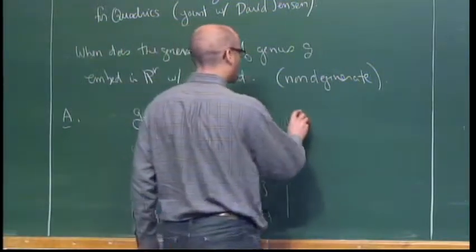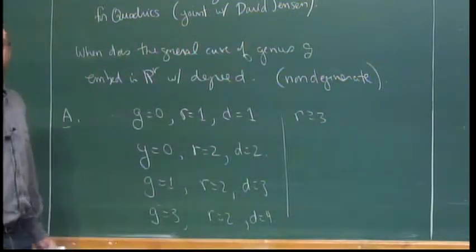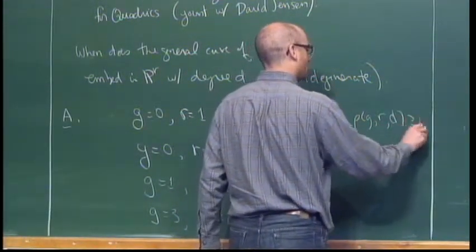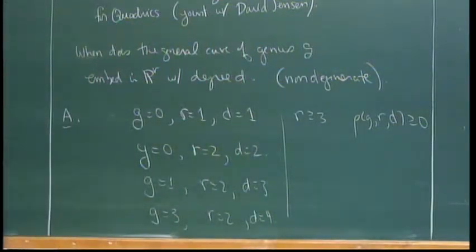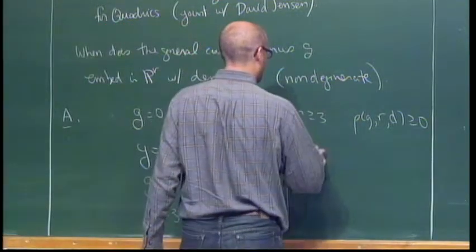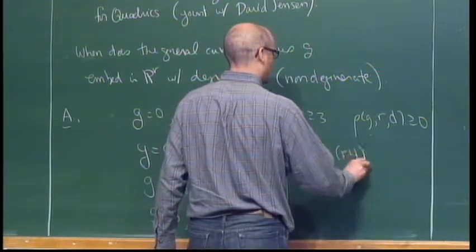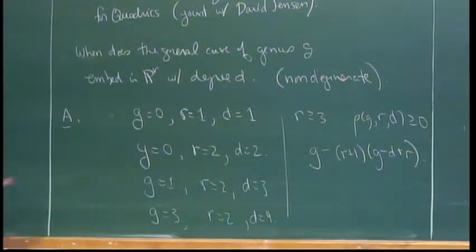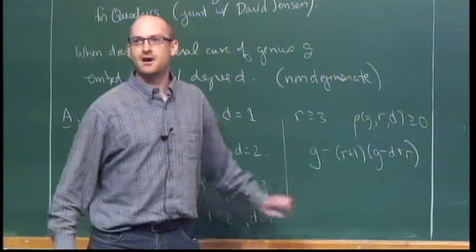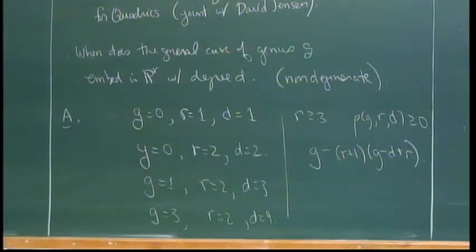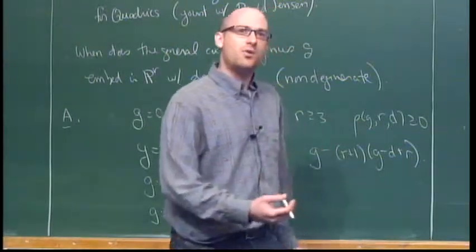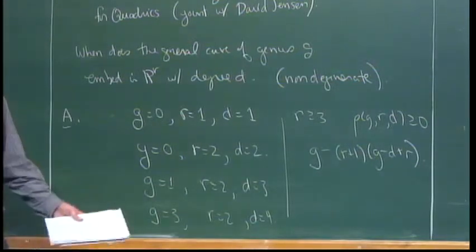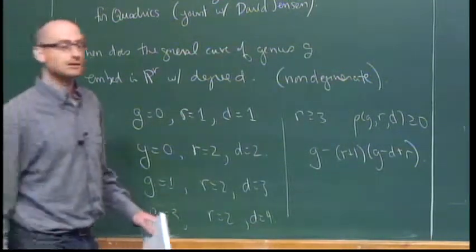And so then we go up to r at least 3, and here we have a nice uniform answer, which is that rho of g, r, d should be non-negative. And what's this rho of g, r, d? This is the Brill-Noether number, (g minus r plus 1) times (g minus d plus r). So we have these four special cases that I'm going to essentially ignore, and we'll think about the case when r is at least 3. So once we know when the general curve embeds, then we want to know what's the geometry of these embeddings. For instance, what's the geometry of the space of all such embeddings?